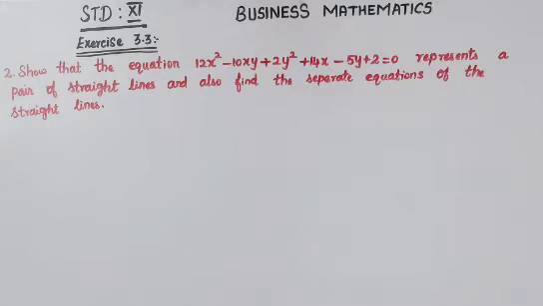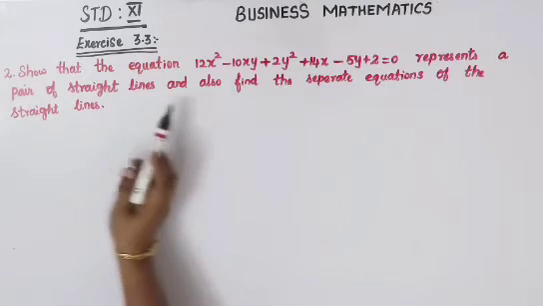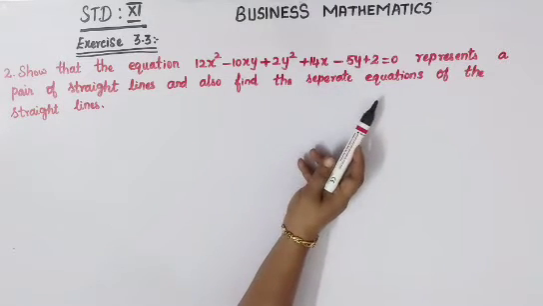Standard 11th Business Mathematics Exercise 3.3, second question. Show that the equation 12x² − 10xy + 2y² + 14x − 5y + 2 = 0 represents a pair of straight lines, and also find the separate equations of the straight lines. So first we'll have to show that it represents a pair of straight lines, then we'll have to find the separate equations of the straight lines.